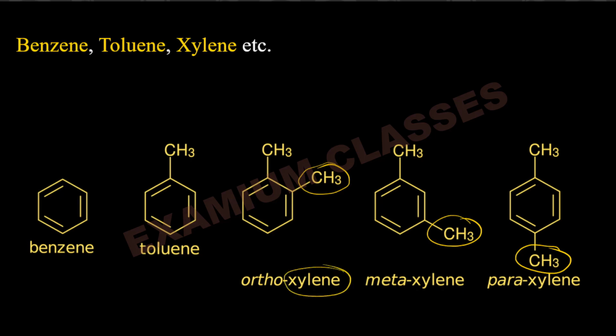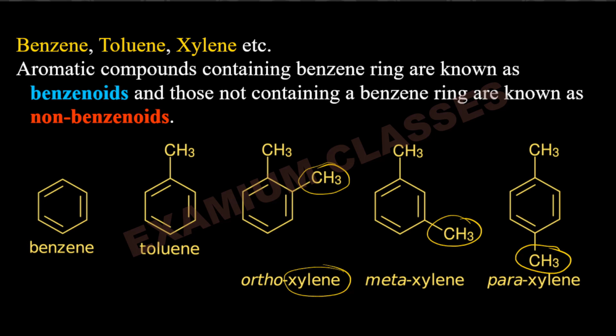These are the examples of aromatic hydrocarbons because aromatic ring is there and there are only carbon and hydrogen, hydrocarbons. Aromatic compounds containing benzene ring are known as benzenoids, and those not containing a benzene ring are known as non-benzenoids. So remember, aromatic compounds can be with benzene ring or without benzene ring.